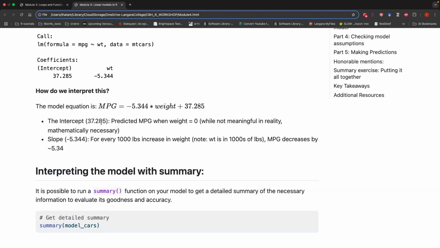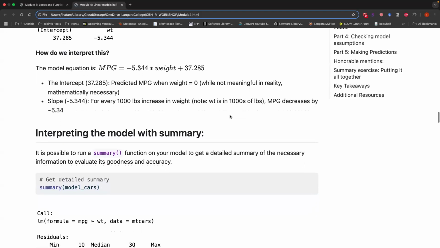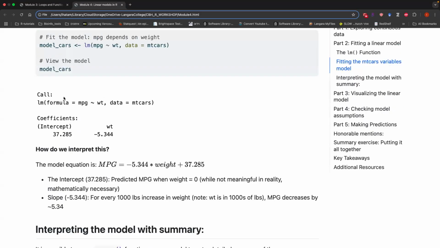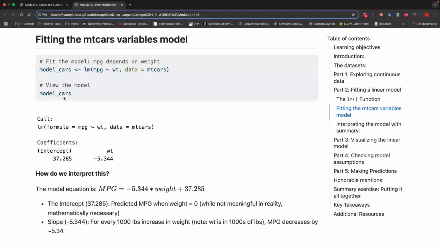So the intercept predicts MPG when weight equals 0, which is obviously not meaningful because there isn't a car that weighs 0 pounds, but it's necessary from a mathematical perspective. Here is our slope. For every 1,000 pounds increase in weight, because that's our unit, MPG decreases by this much, or this fast. I want you guys to copy it and run it and see that you get it, because afterward we'll run it on Faithful soon.